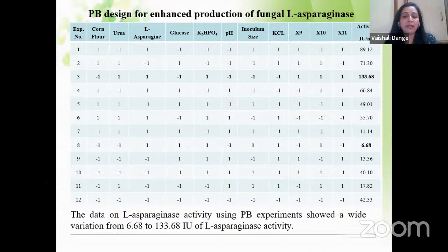It is the Plackett-Burman experiment. The low value and high value are -1 and 1: 1 is the high value and -1 is the low value. Here you can see the enzyme activity that I got in experiment number 3, which shows the different nutrients that I used at one time. This is the result I got in the Plackett-Burman design. It would take some time if we applied it manually.